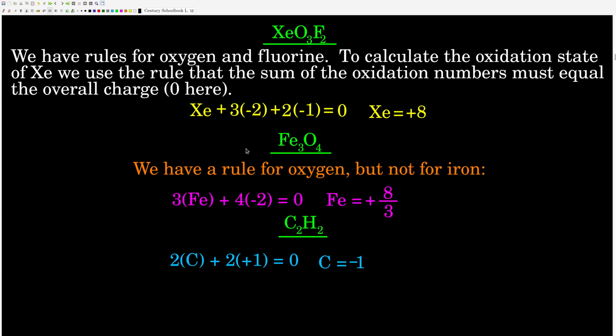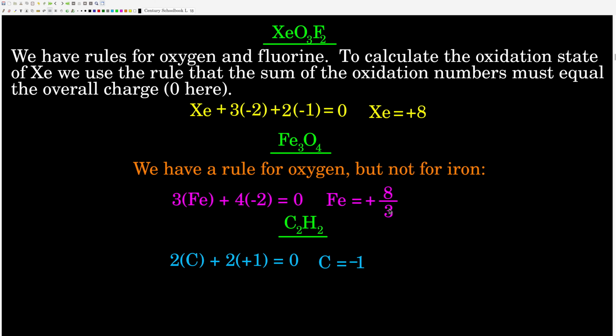There we go. In magnetite, iron 2,3 oxide, we have a rule for oxygen but not for iron, so we apply the rule for oxygen, solve for iron. So there's 3 irons, 4 oxygens, each is -2, the oxidation states. When we solve this, we see that the oxidation state for iron is +8/3.